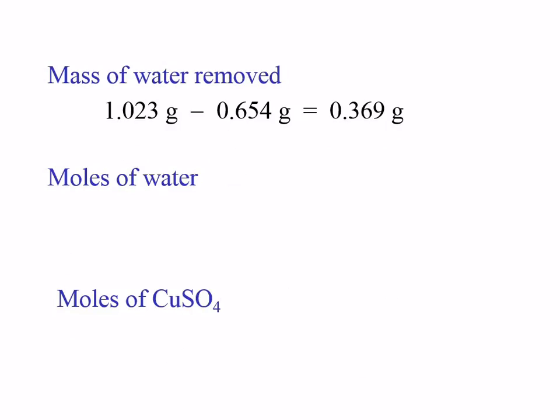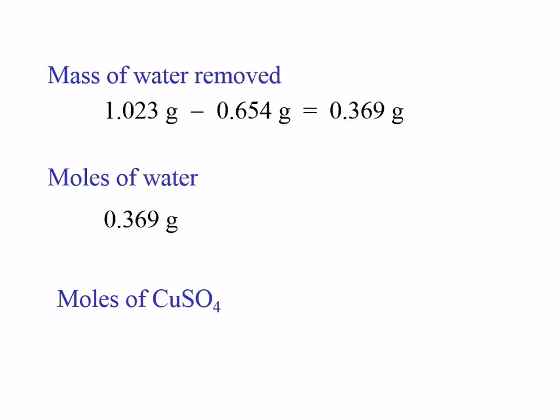We'll go ahead and, like I think Joshua up here said, we can get the mass of the water driven off by simply taking the mass of the hydrated salt, that 1.023 grams, and subtracting 0.654 grams. That was the mass of our anhydrous salt. So we must have driven off 0.369 grams of water. So we're ready to get to the moles of water and moles of copper 2 sulfate.